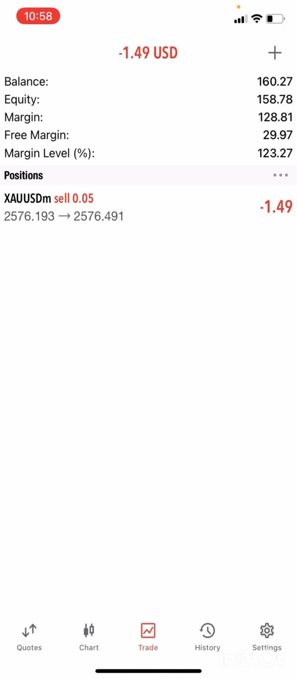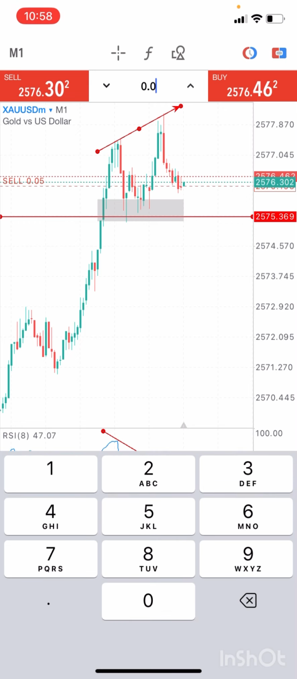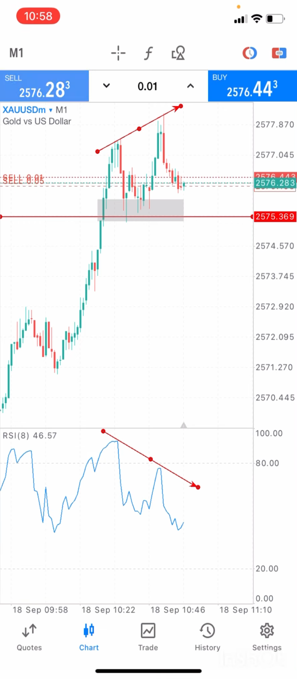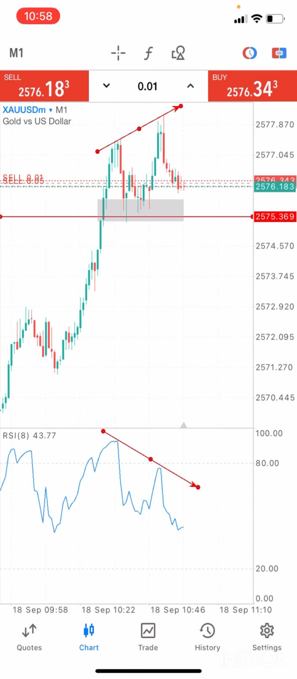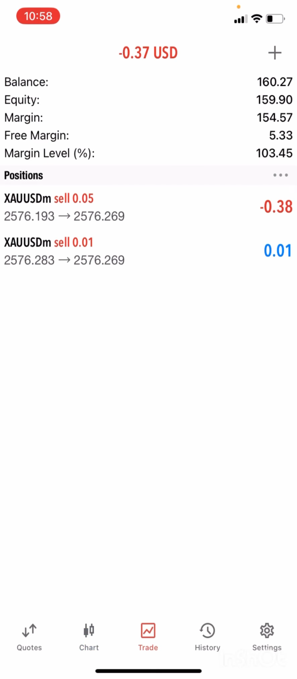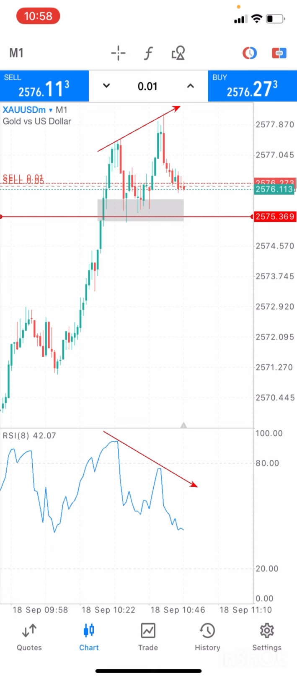So let's sell. How many position? Use 0.01 to add some. Good. So we have 0.06 open here. Okay, so we'll go and come back to check on this trade, and you see how powerful this trade is. Okay, so this is what we have.